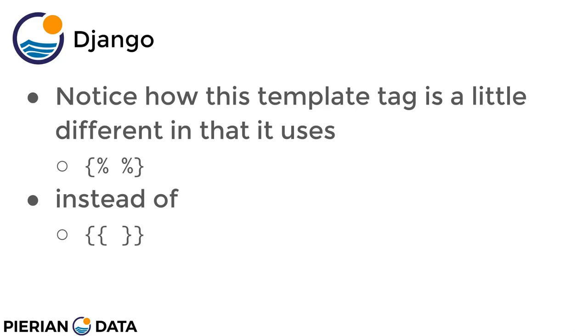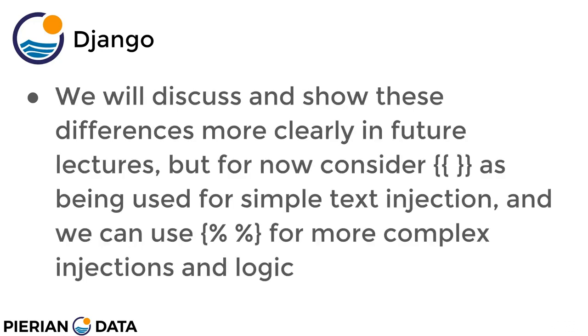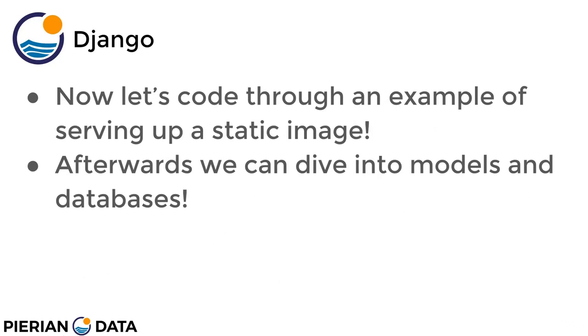Now, a quick thing to notice is how this template tag, those curly bracket percent signs, is a little different than the double set of curly brackets. We're going to be discussing and showing these differences more clearly in future lectures, but for right now, just consider those double curly brackets as being used for simple text injection. And we can actually use these curly bracket percent template tags for a lot more complex injections and actual logic. Later on, you'll see how we can actually write a for loop using those template tags inside our HTML file. Okay, let's code through an example of serving up a static image, and afterwards we can dive into models and databases by moving on to Django level 2.